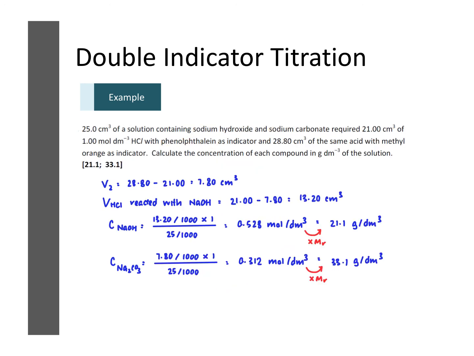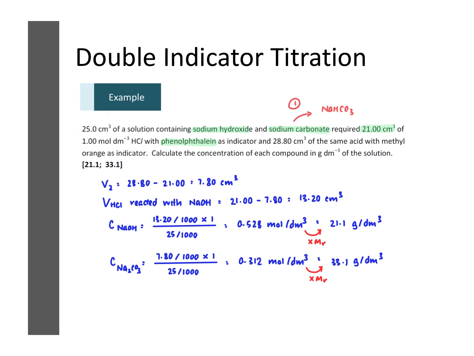Here is another double indicator question. So we have a solution containing, again, sodium hydroxide and sodium carbonate, and it required 21 centimeter cube of acid with phenolphthalein as the indicator. So once again, detect concept number one: phenolphthalein as an indicator would only detect endpoint 1, where we convert sodium carbonate into sodium hydrogen carbonate.